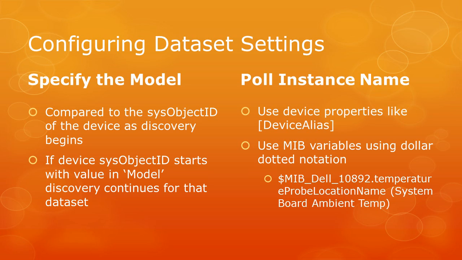The poll instance name and description fields are important. Now remember how the MIB browser showed us that the value of the temperature probe location name was, quote, system board ambient temp? Well, we can statically define the name of our poll instances, or we can use a reference to an OID so that the poll instance name comes from the MIB. Now, this is particularly handy if you have multiple probes. You wouldn't want all of them to be called system board ambient temp or temperature probe or thermometer. It'd be nice if the name that the manufacturer provided could come through and be displayed in NetVoyant.